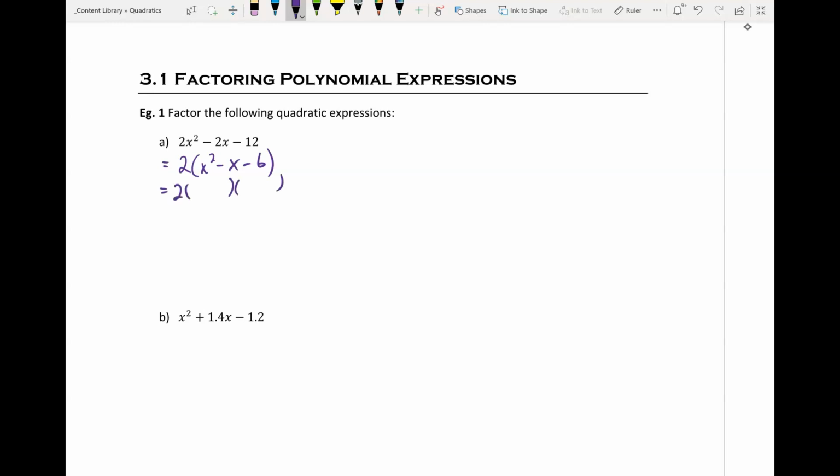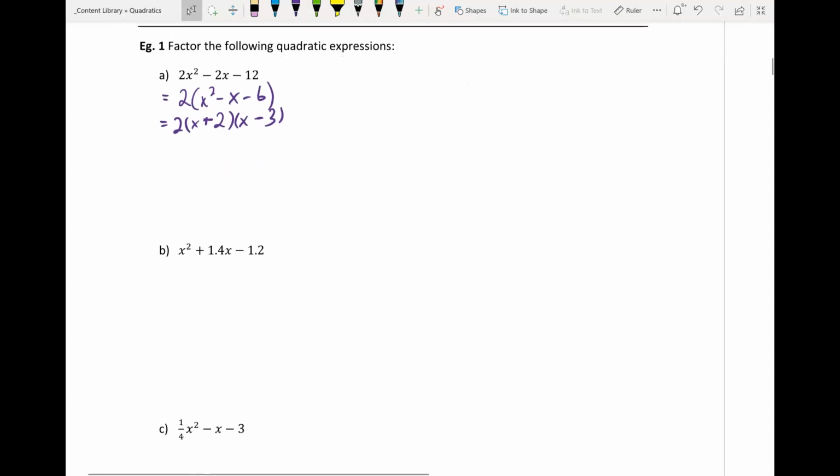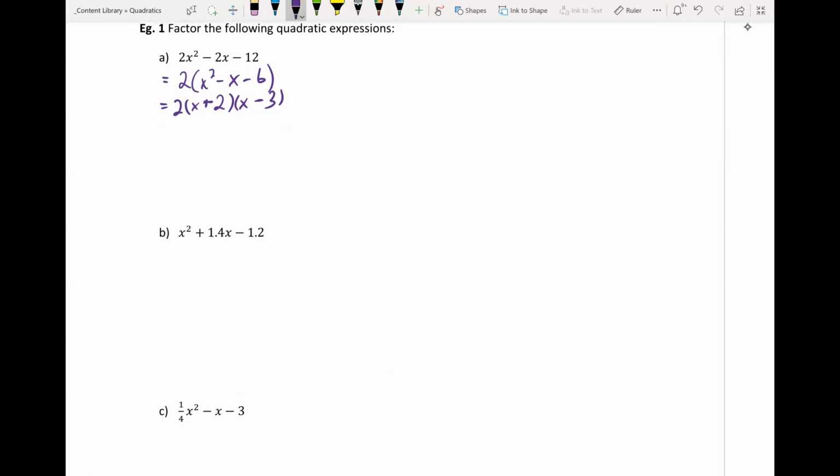Now, I want to factor this inside part here. Usually, what I would do is look at the factors of 6. So I know 6 has factors of 2 and 3 because 2 times 3 is 6. Now I'm going to try to create that middle number, which is -1, using 2 and 3. I can create a -1 if I had a -3 and a +2. And then that's it for that polynomial. We're done factoring that.